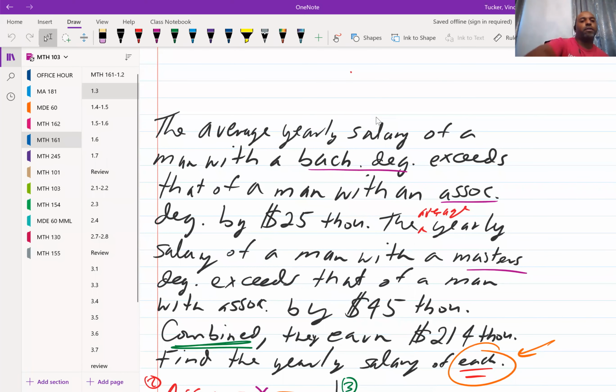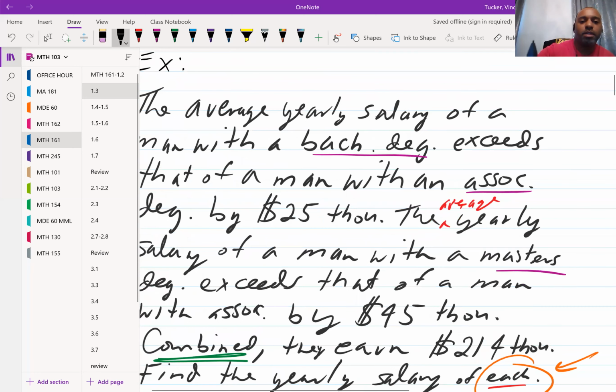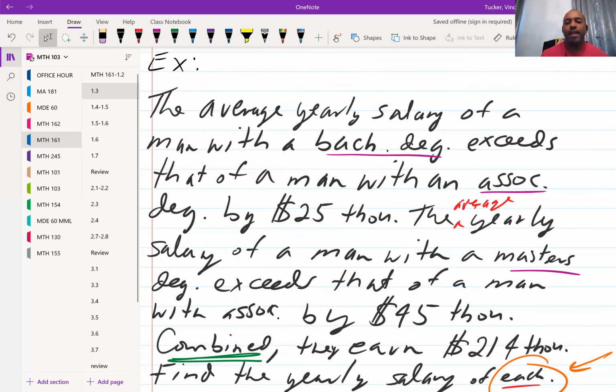All right, so looking at our first example, I'll give you a chance to write this down, but I'll read it first. I try to shorthand some of this because I know it can get a little wordy. The average yearly salary of a man with a bachelor's degree exceeds that of a man with an associate's degree by $25,000.